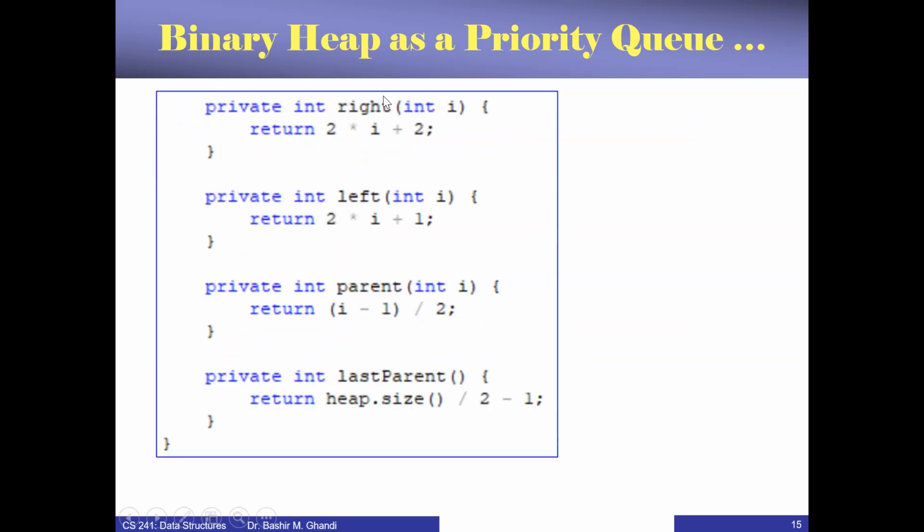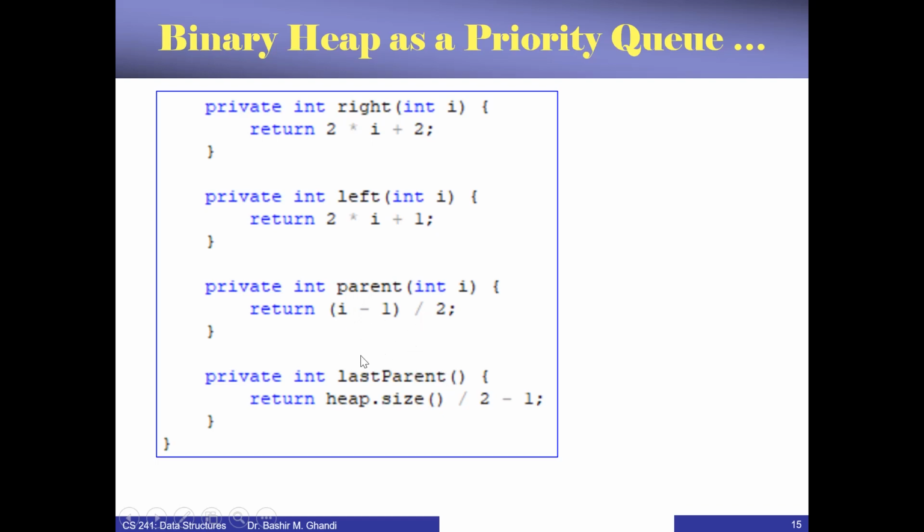Okay, these are the methods I was referring to earlier. As you can see, they are exactly like the formulas we discussed before. Right, if you give it an index, it is saying what is the index of the right child. So assuming the parent is at i, what is the index of the right child? Simply 2i plus 2. Similarly, the left child is 2i plus 1. Okay, what if it is a child that you have? Its index, the index of the parent will be (i minus 1) divided by 2.